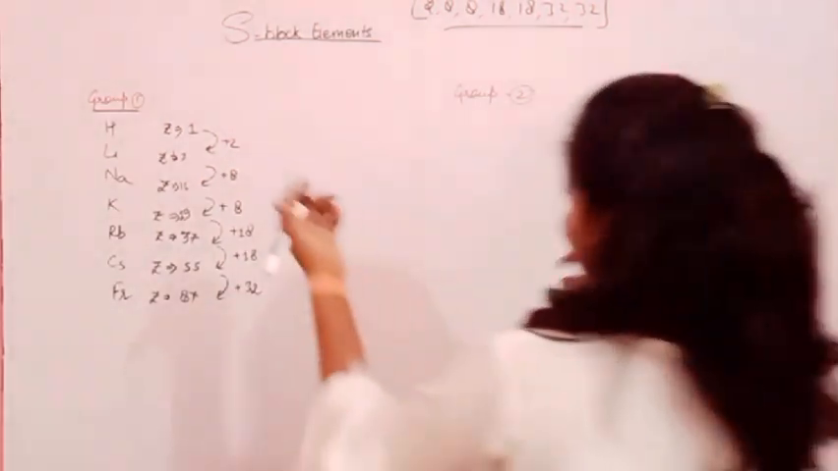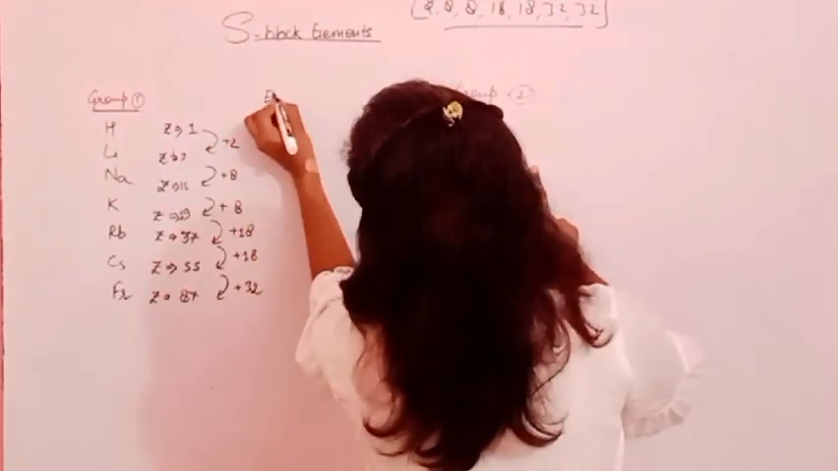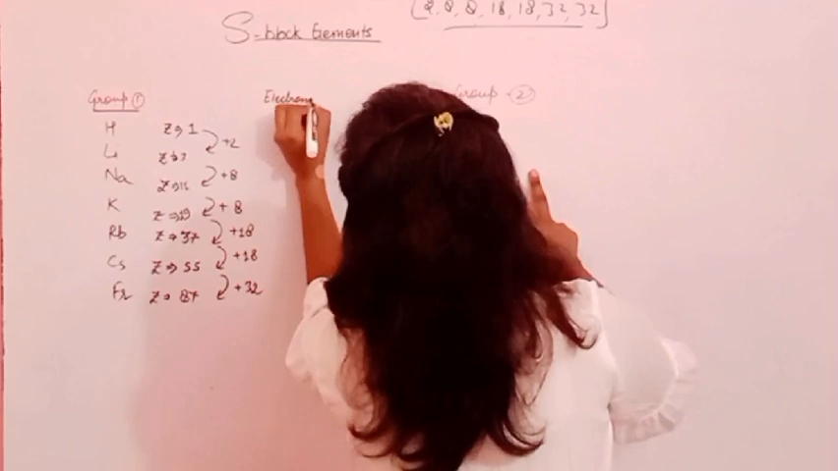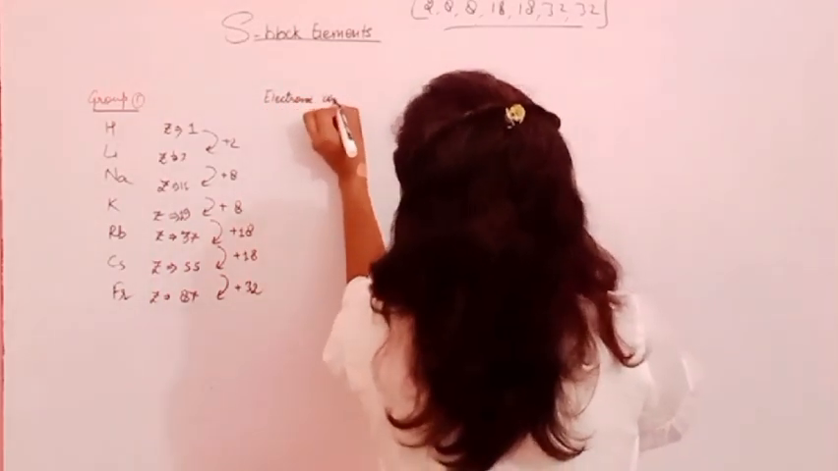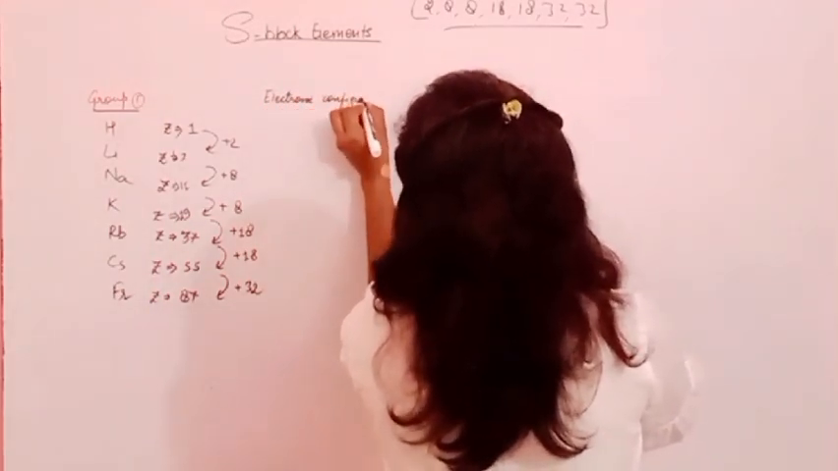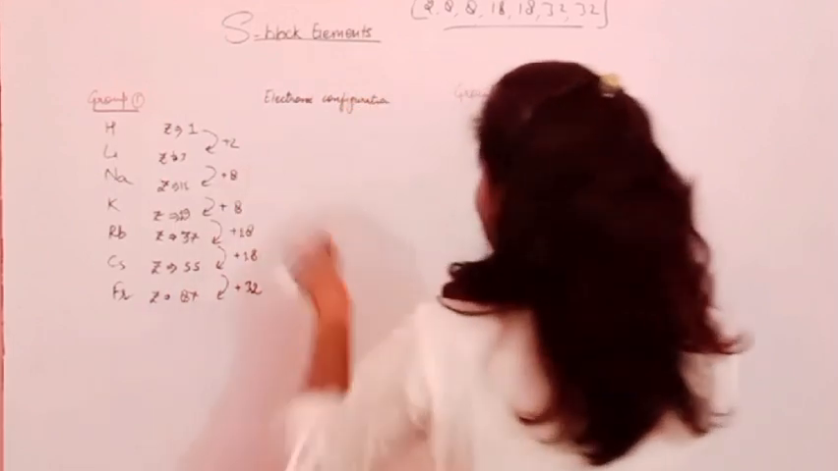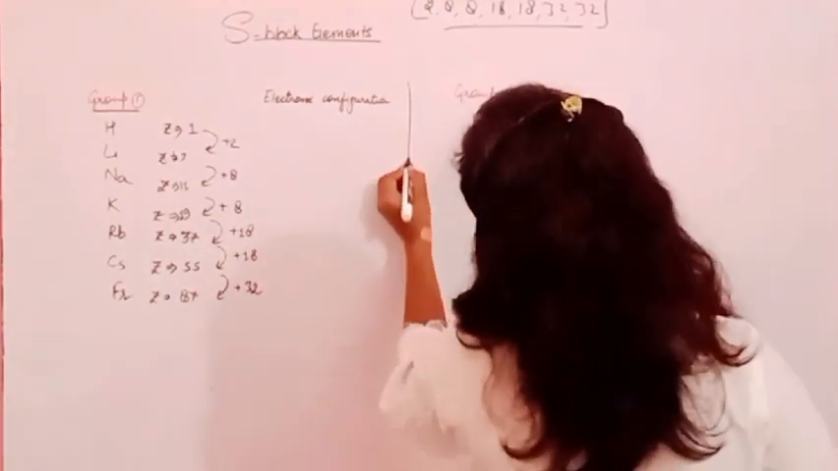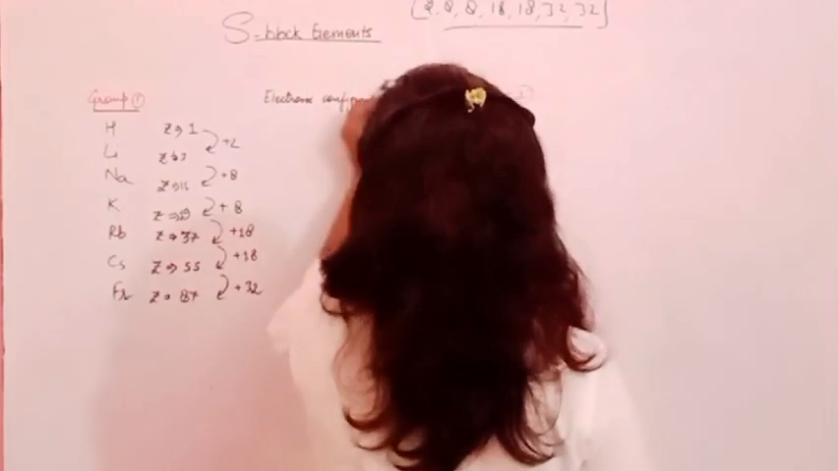Now, one more interesting topic that comes here is writing the electronic configuration of these elements. So, I'm drawing a table for the same, group number 1.